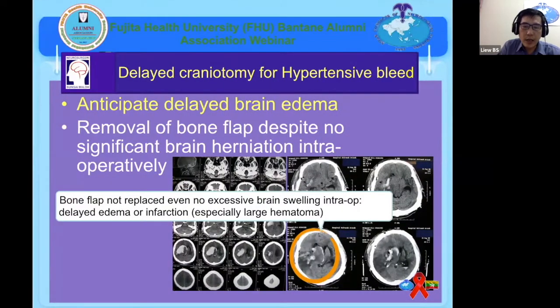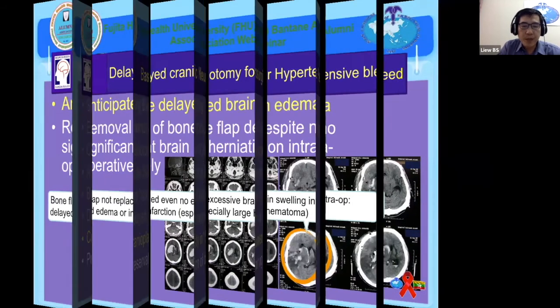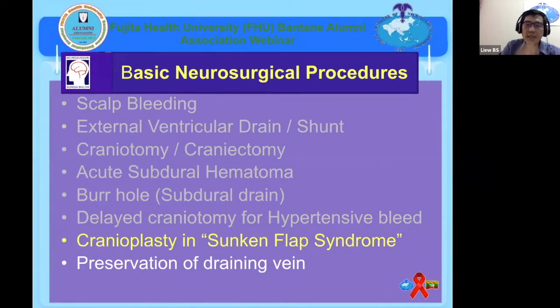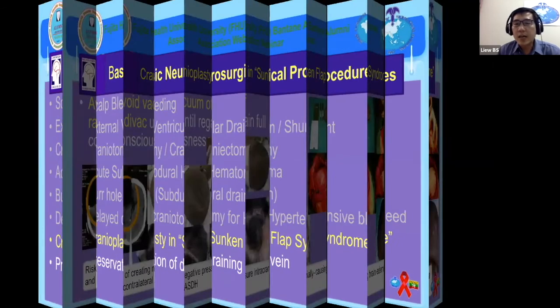And this is also another example where brain swelling happened after replacement of the bone, where we needed to remove the bone flap again. And the next thing I want to share is a sunken flap.